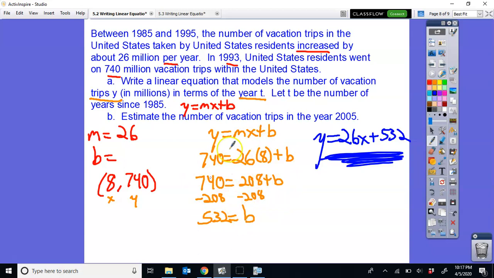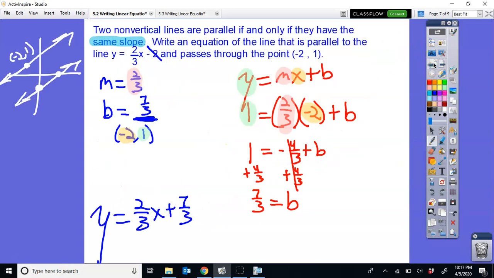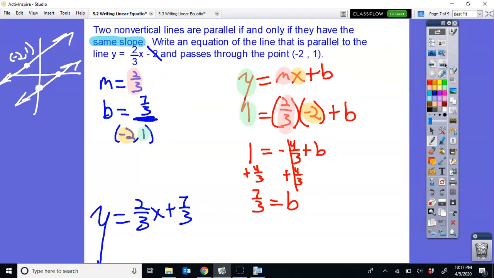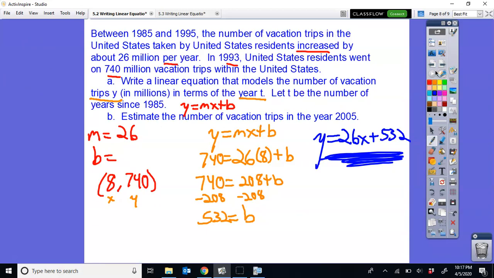I'm just giving you a way that you can do it every single time whenever you have a point and a slope. A point and a slope. You can do it the same way every time, and it does give yourself a routine so you don't mess up quite as bad. So part B.